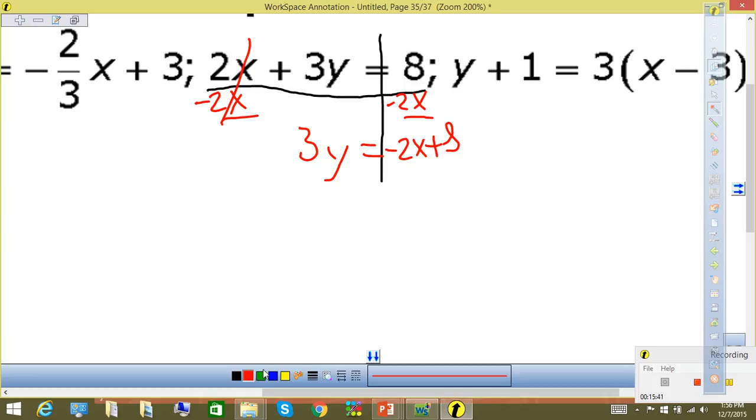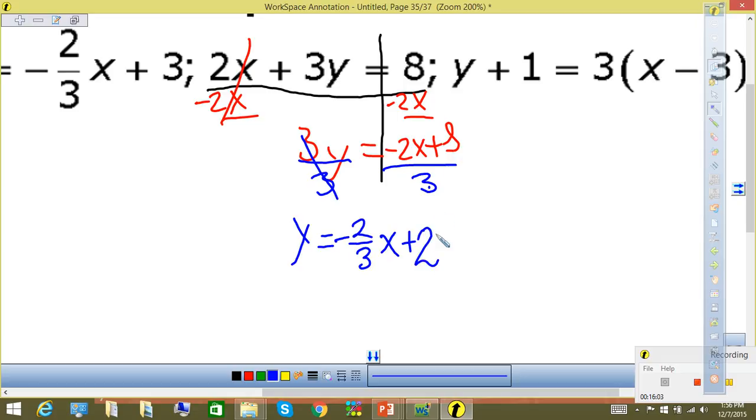What's my next step? Divide by 3. Y equals negative 2 over 3x plus, how many times does 3 fit into 8? 2 and 2/3. I'll leave it at 2 and 2/3. All right, so we're done with that one.